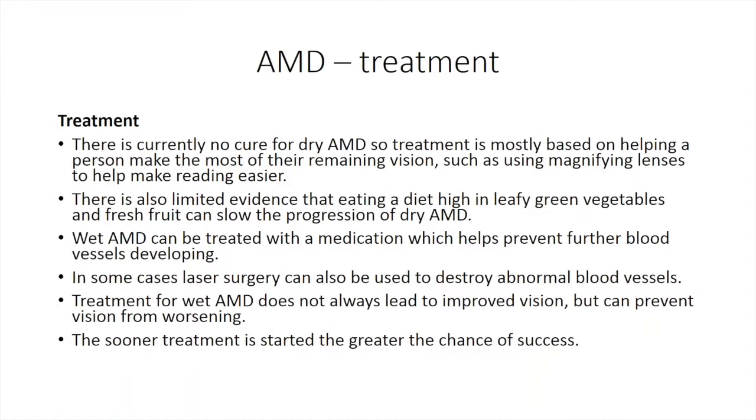But there is also evidence that eating a diet high in leafy green vegetables, and of course you'll learn which ones when you stay with us at this webinar, and some fresh fruit with antioxidants can slow the progression of dry AMD, whereas wet AMD can be treated with medication, which helps prevent further blood vessels from developing and adversely affecting the eyesight. So the sooner treatment started, the better.